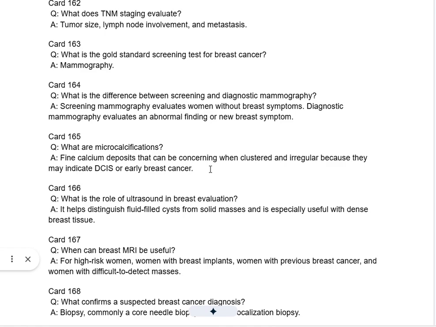Card 162. Q. What does TNM staging evaluate? A. Tumor size, lymph node involvement, and metastasis. Card 163. Q. What is the gold standard screening test for breast cancer? A. Mammography. Card 164. Q. What is the difference between screening and diagnostic mammography?